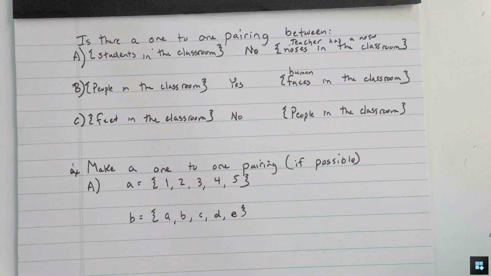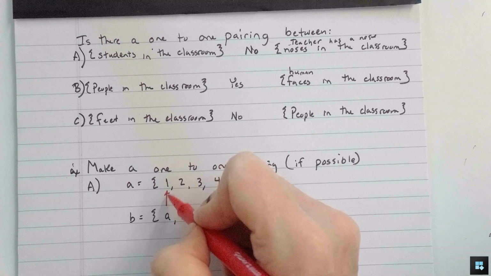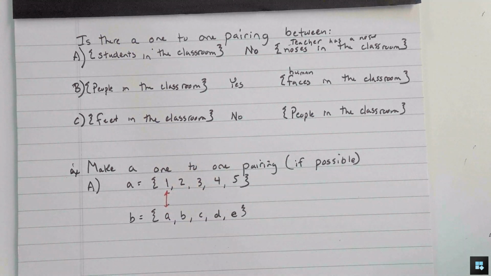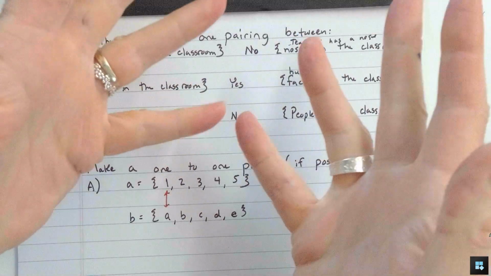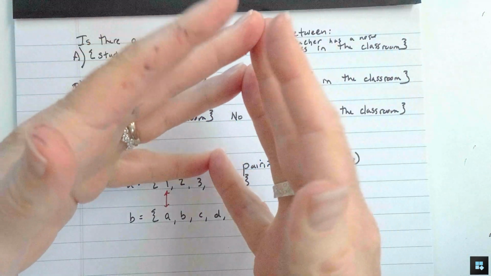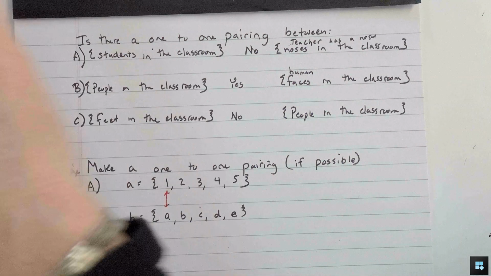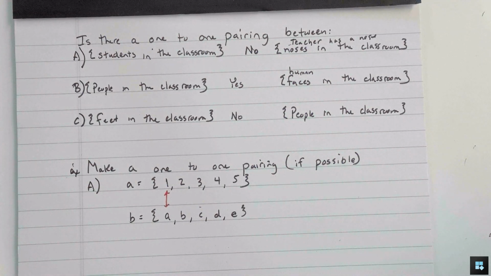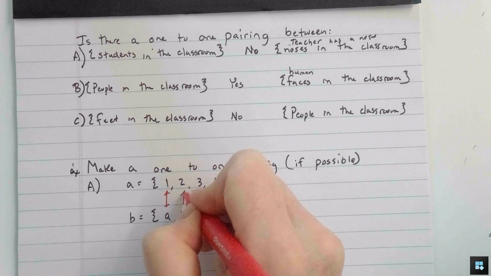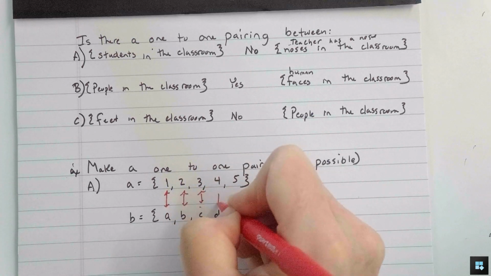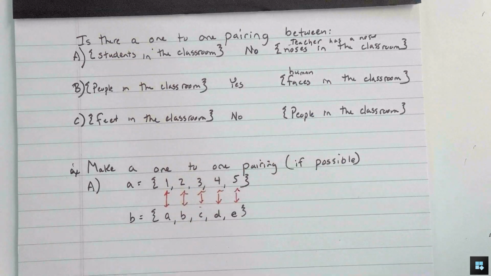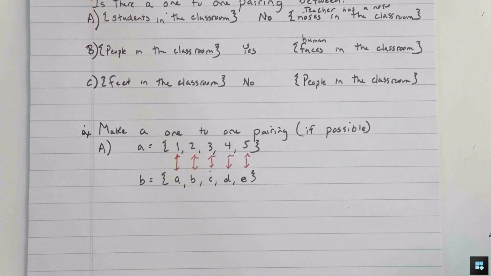To make a one-to-one pairing, we would indicate that with a double-headed arrow. So we would say the 1 goes with the A, and that's like lining up your fingers, the pinky with the pinky, and so on. We're just lining them up, and I'm using arrows to do that. So 1 with the A, 2 with the B, 3 with the C, 4 with the D, and 5 with the E. These would be good quiz questions also.